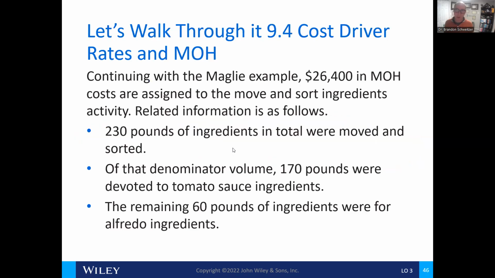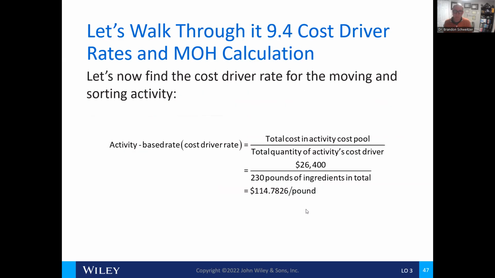And looking at our earlier example, we had $26,400 in manufacturing overhead costs that were assigned to the move and sort ingredients activity. There are 230 pounds of ingredients that were moved and sorted. The denominator volume is 170 pounds of tomato sauce ingredients. The remaining 60 pounds were Alfredo ingredients.